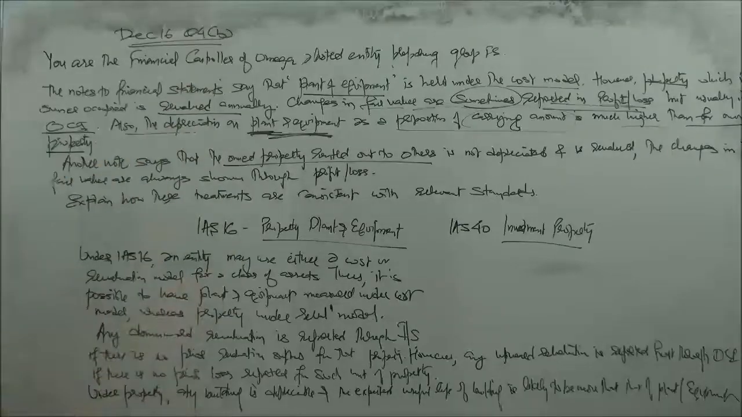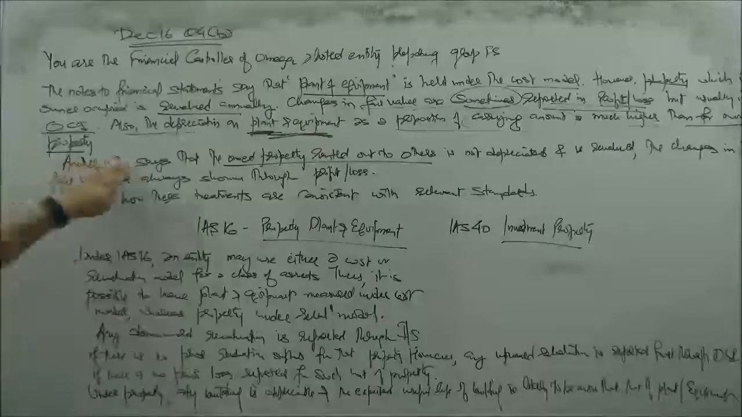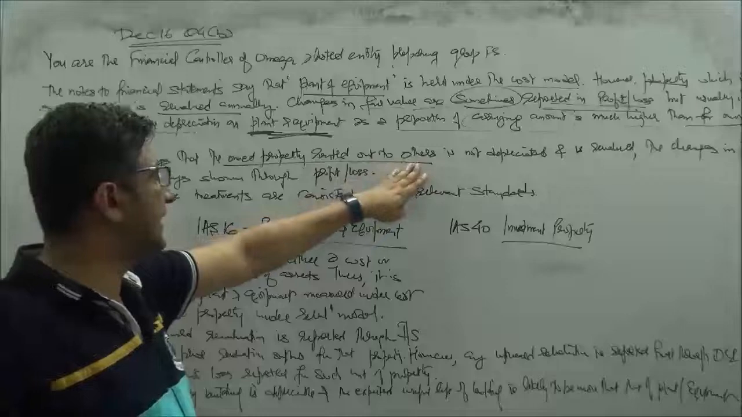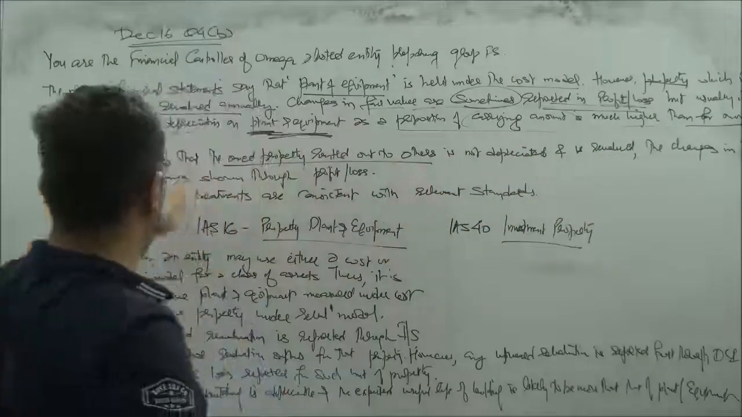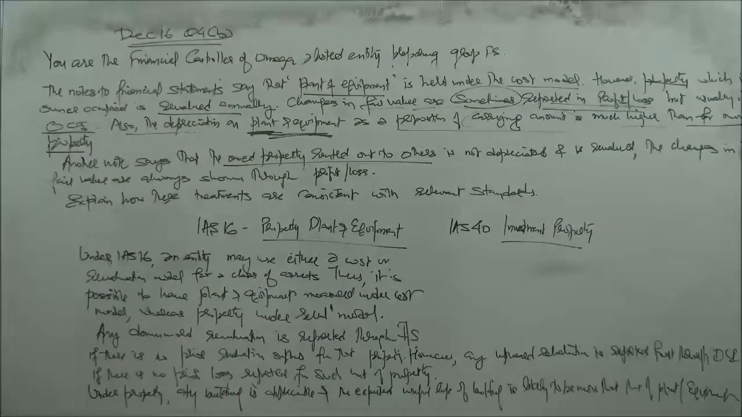So you need to obviously put these points as a part of your solution. It goes on to the other category. We'll look at the investment properties. Another note says that the owned property rented out to others is not depreciated and is revalued, and the changes are made through P&L. Now that's where the inconsistencies arise.